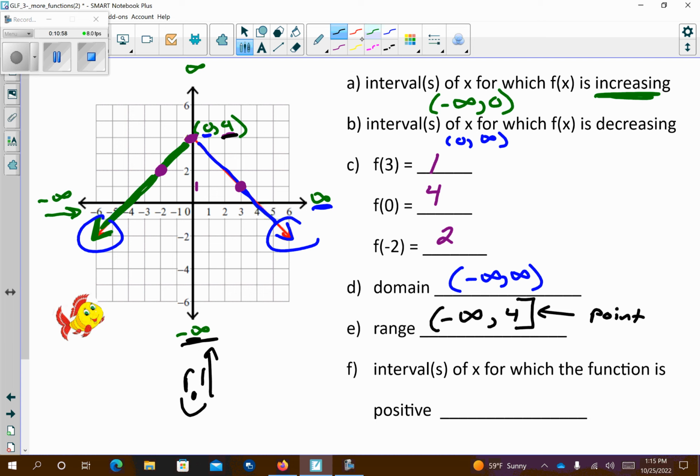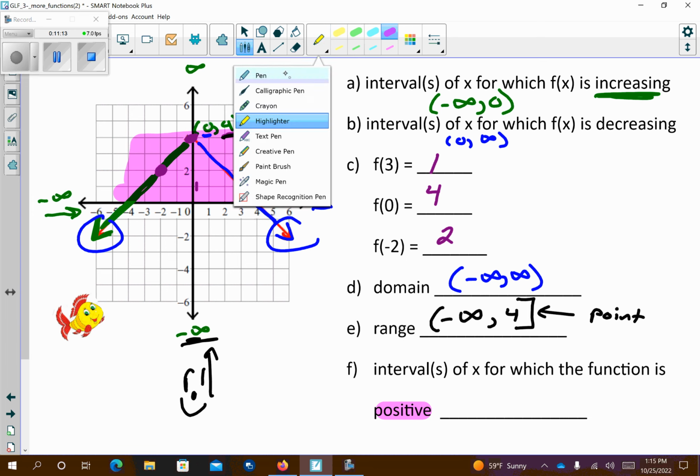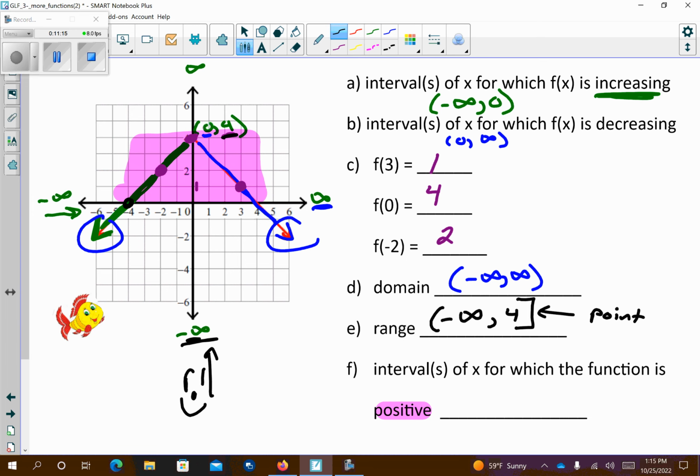And then we want to know where this is positive. So let me highlight this. Positive means above the x-axis. So this whole pink region here is where it's above the x-axis. So I have to figure out where it's crossing the x-axis and put a soft bracket. So it's crossing right here at negative 4. So from negative 4, comma, to positive 4, and those are both soft brackets because exactly at negative 4 and positive 4, the answer is 0, and that's not positive.